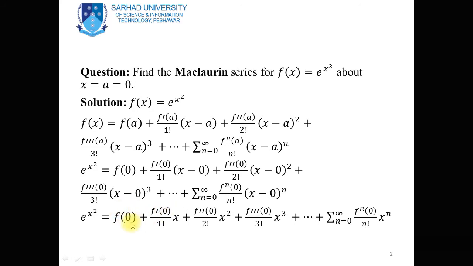But since in this problem we have the function f of x is equal to e power x square, first of all put x is equal to 0 in this function to obtain the function value at x is equal to 0, and then find all these derivatives at x is equal to 0. Like you see over here, f of 0, f prime at 0, f double prime at 0, f triple prime at 0, and so on. When we obtain all these terms, then putting the terms in this equation, this will be the Maclaurin series.